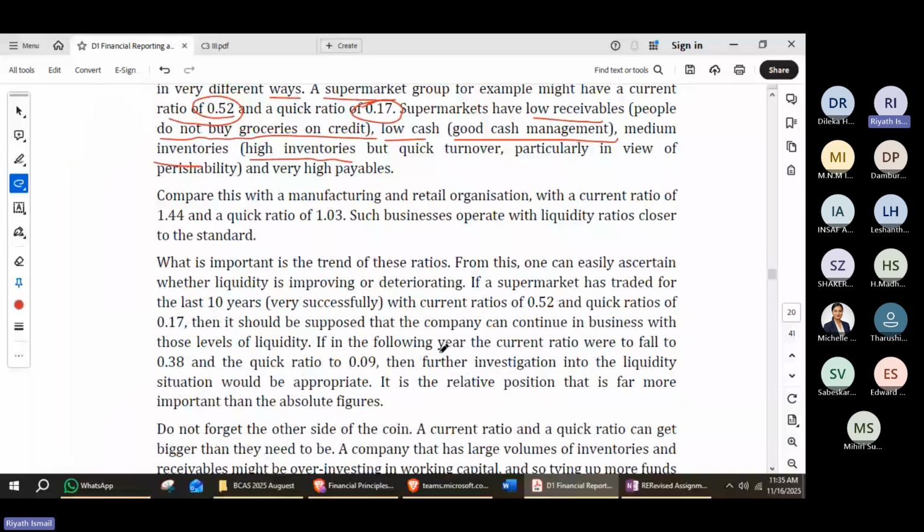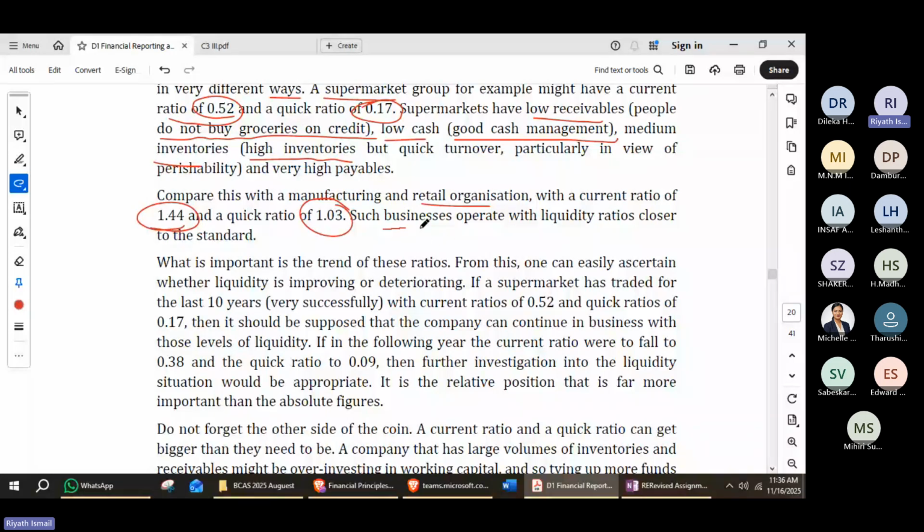So in the supermarket, normally they are keeping inventories which expire quickly. For example, fresh milk, yogurt, vegetables, fruits. The lifetime is very short, so it's perishable. So the inventory can be converted to cash very quickly. Compare this with manufacturing and retail organizations, with a current ratio of 1.44 and a quick ratio of 1.03.